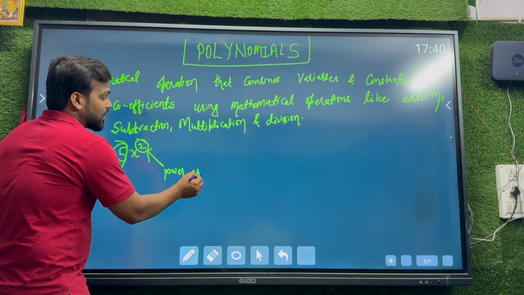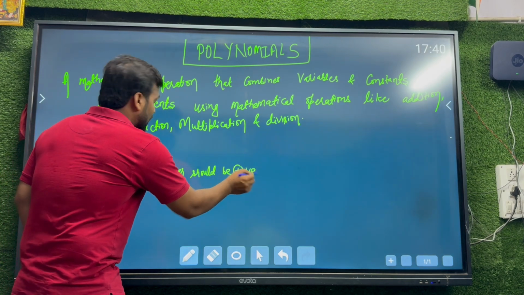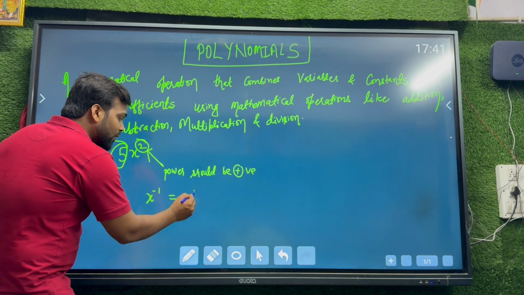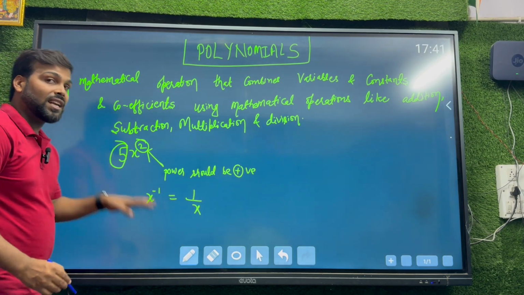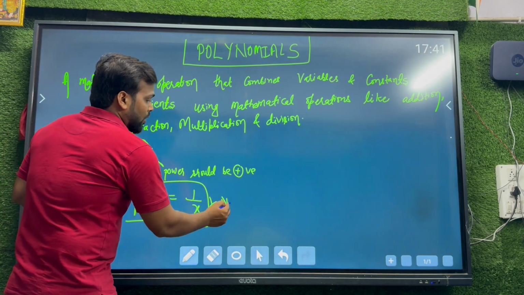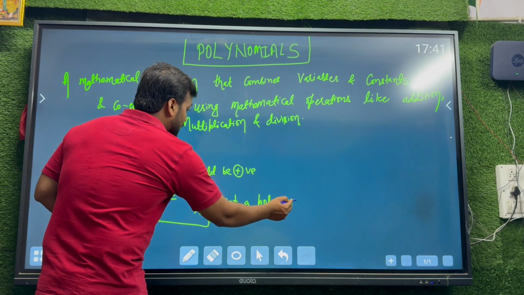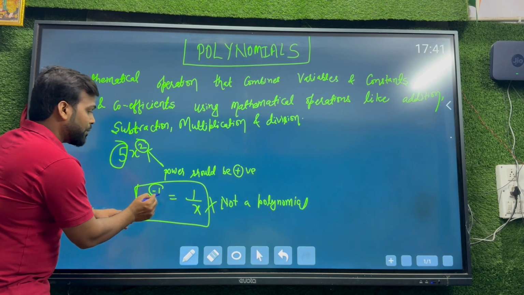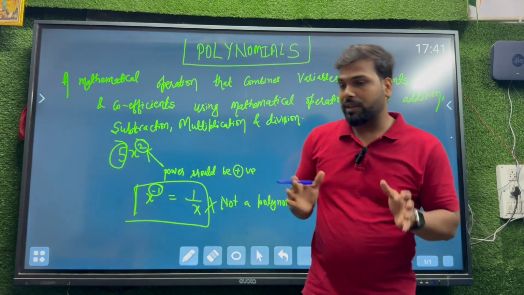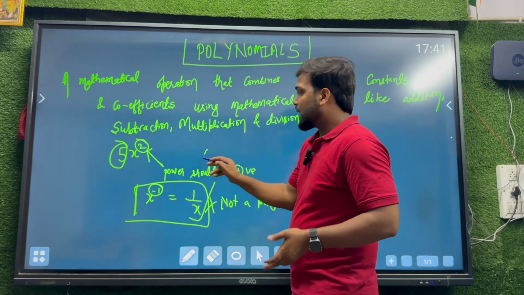Power should be positive. Okay, guys, power should be positive, right? If I write down x raised to the power minus 1, is it a polynomial? No, it will give you 1 upon x. The variable should not be in the denominator, so it is not a polynomial. Why is this not a polynomial, guys? Tell me. Because it has a negative power. A variable having a negative power is not going to be a polynomial. It should always be a positive power. Is it clear, guys?